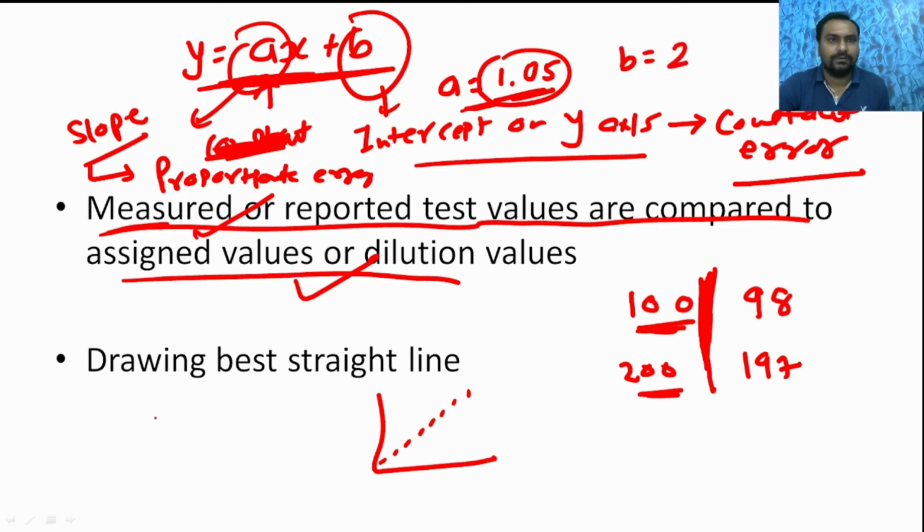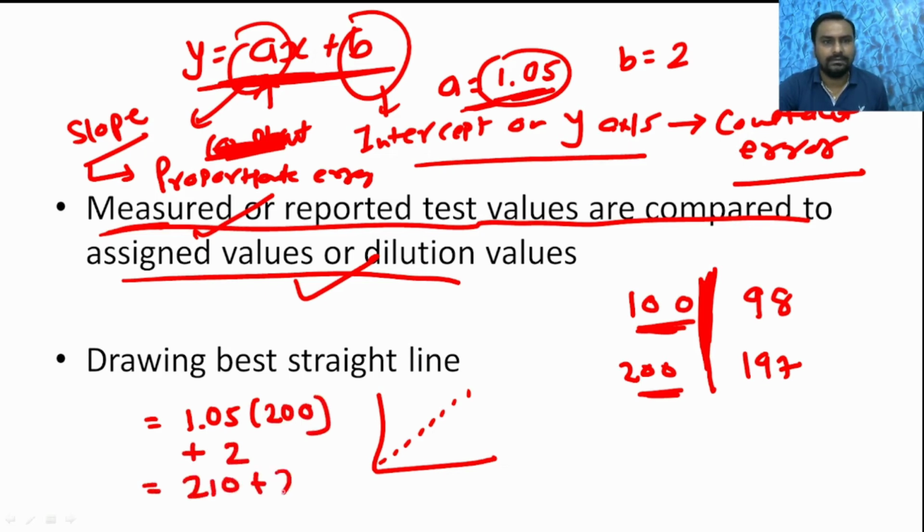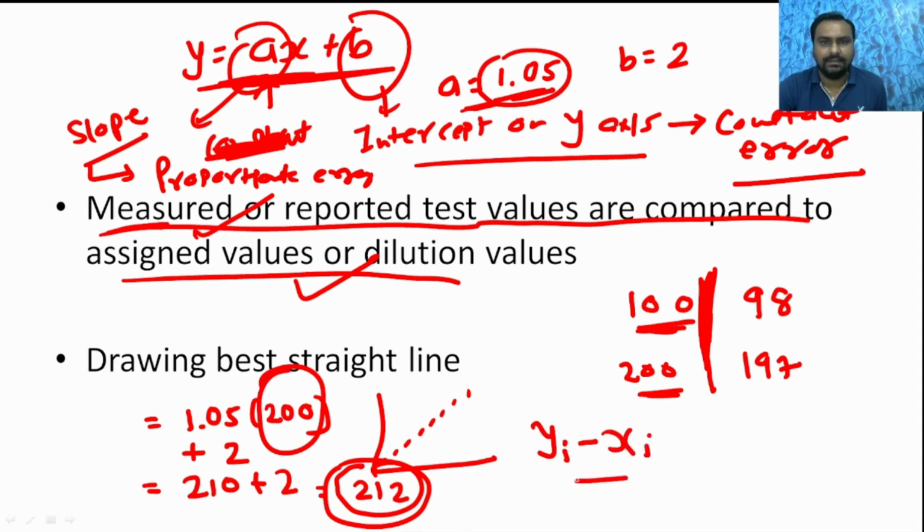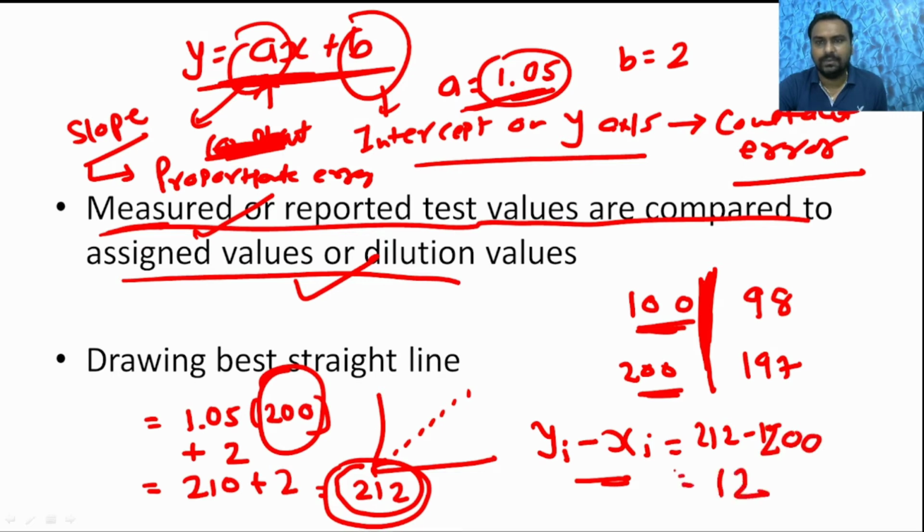Suppose our assigned value is 200. So what will we get? 1.05 times our assigned value of 200, plus the intercept of 2. So you will get 210 plus 2, which is 212, while the assigned value is 200. So this yi minus xi, 212 minus 200, will be our systematic error.